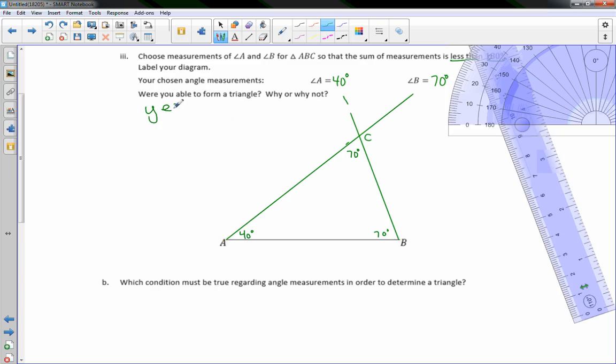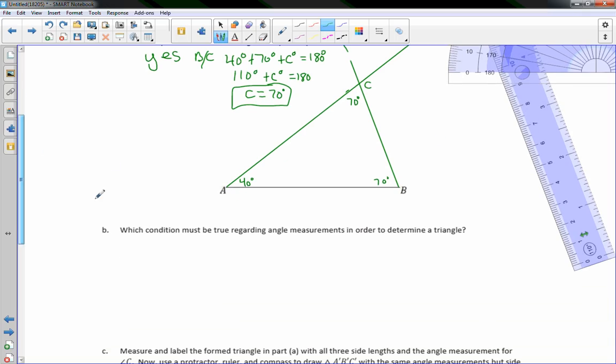Were you able to form a triangle? And the answer is yes. And the reason is because 40 degrees plus 70 degrees plus C degrees equals 180 degrees. 110 degrees plus C degrees equals 180 degrees. And when I subtract both sides, then C equals 70 degrees. It is possible. And there it is.